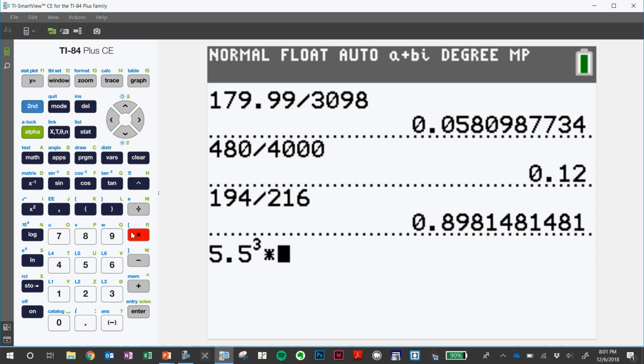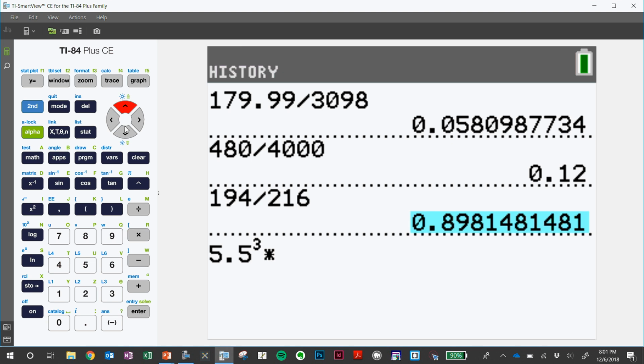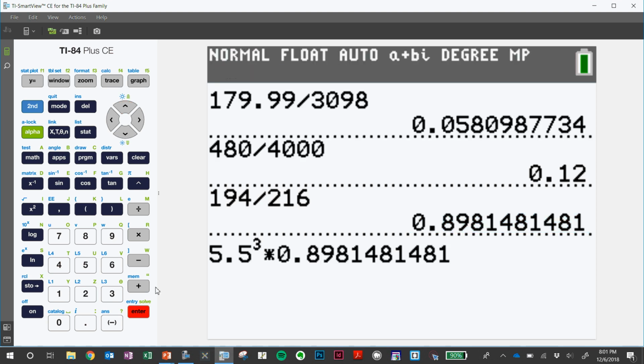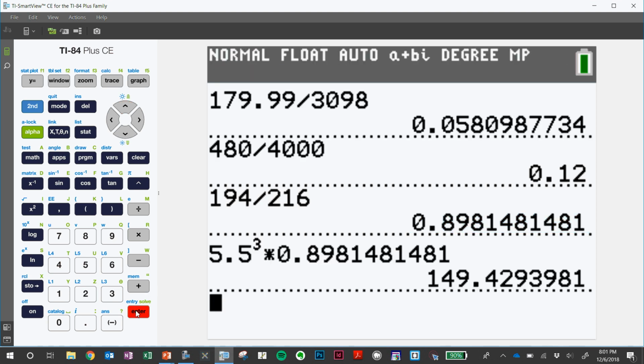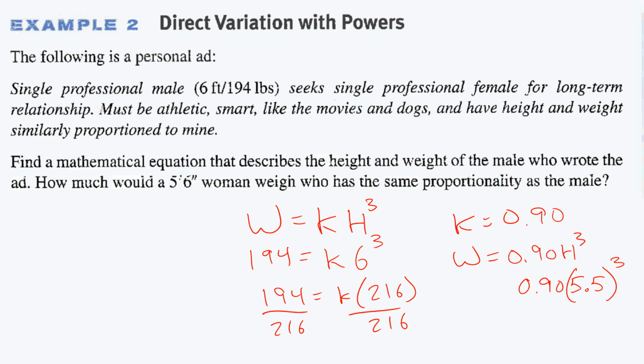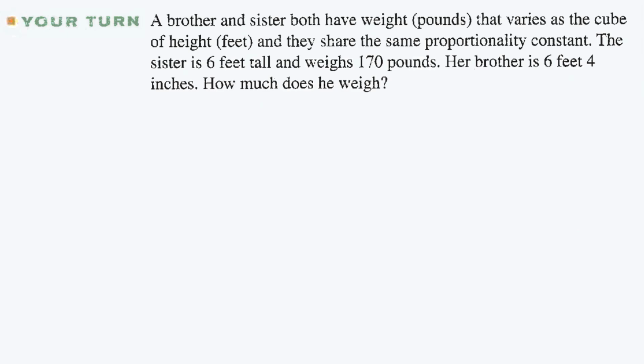and we're going to times it by not the rounded answer, but the exact answer. Note that on your calculator, you can press the up arrow key and grab a previous answer by hitting the enter key. There it is. And that is 149.42 pounds. We would round down to 149 pounds. All right, your turn. See if you can do it.